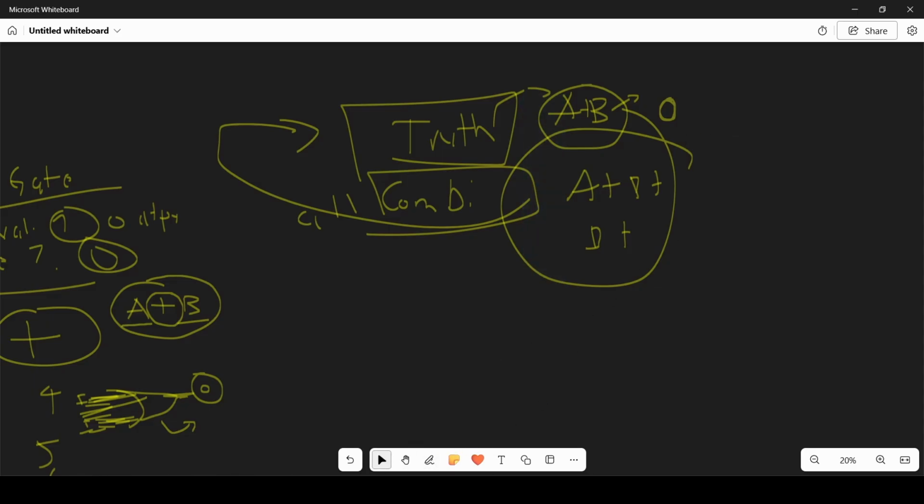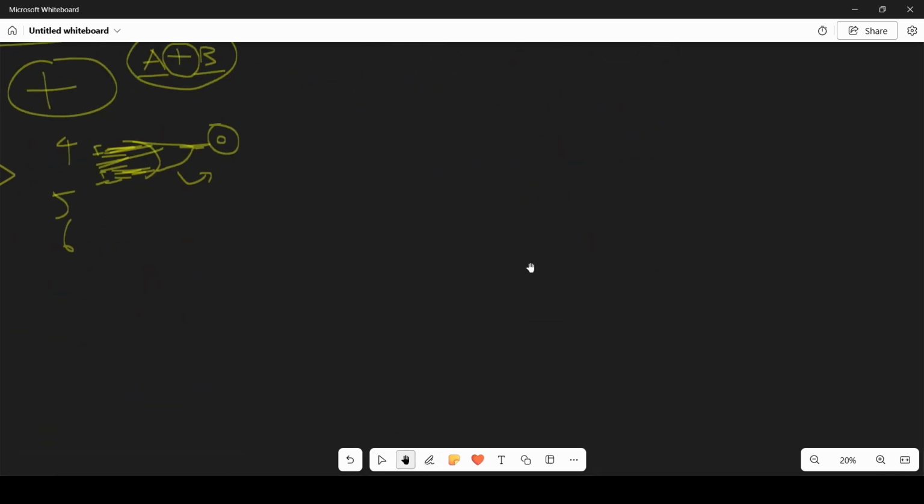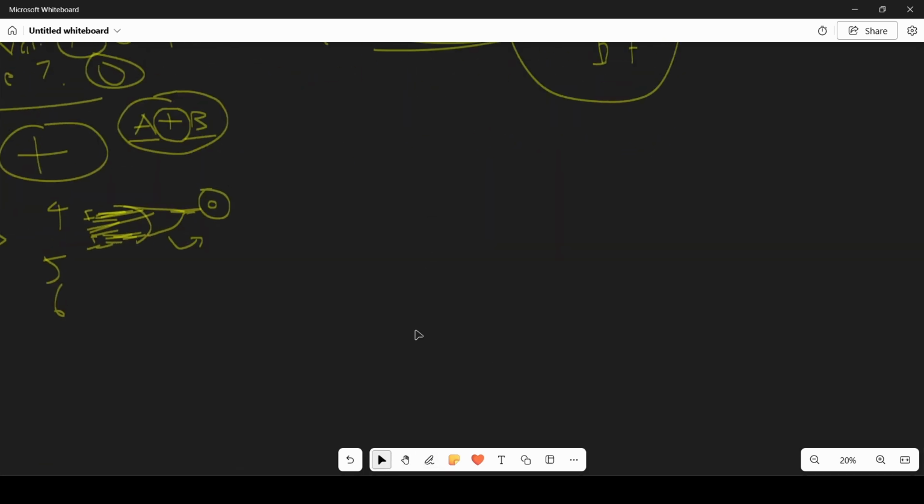Now let's see how we can make the truth table. A truth table is basically inputs with the given output. So for example, as we have said, let's take A and B. Let's make a truth table of the OR gate.